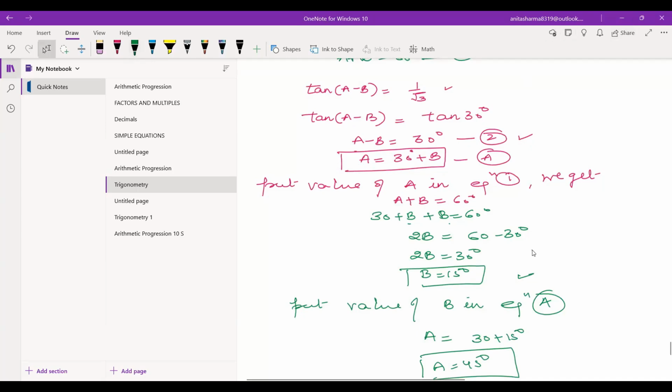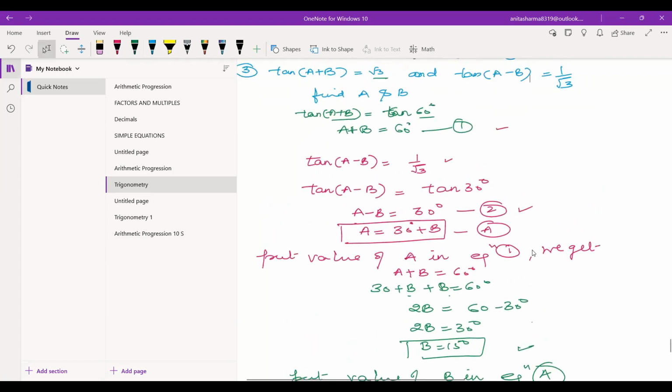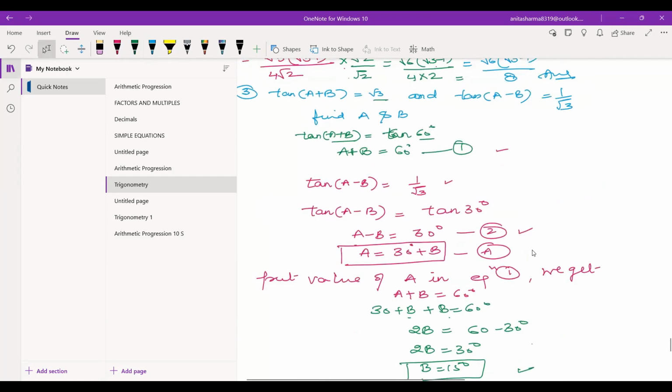This question is quite important from your examination point of view, board examinations or state board. Please note this fast. And instead of tan, they can give you any trigonometry ratio. Suppose they have given cos A plus B is equal to 1 by root 2 and cos A minus B is equal to 1 by 2. Then you have to check the table and write the angle. Okay, children?